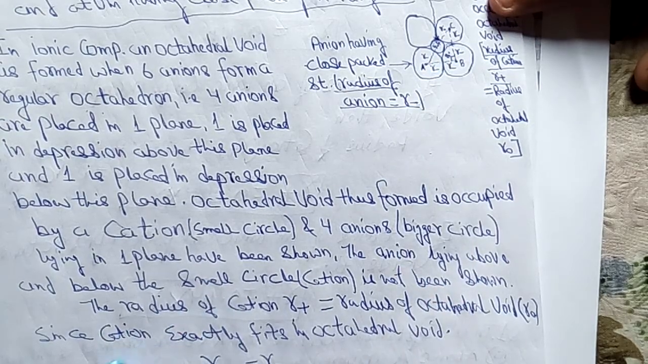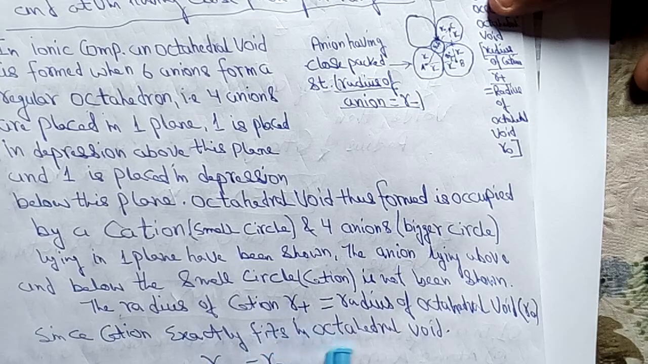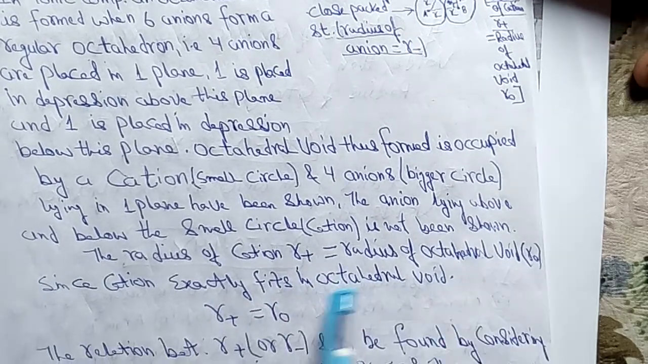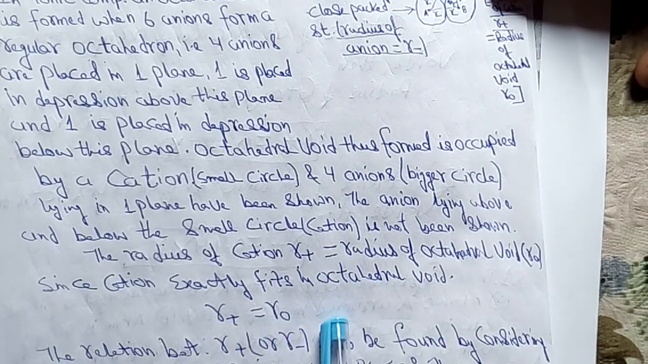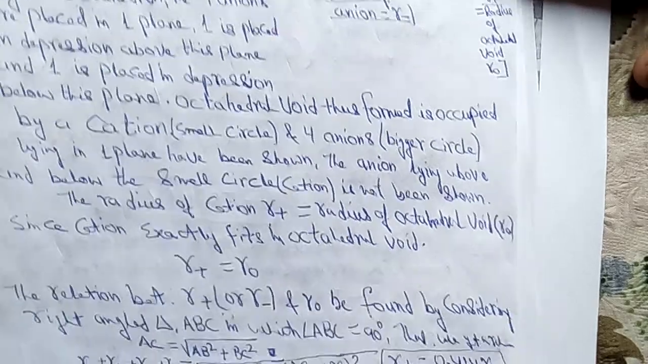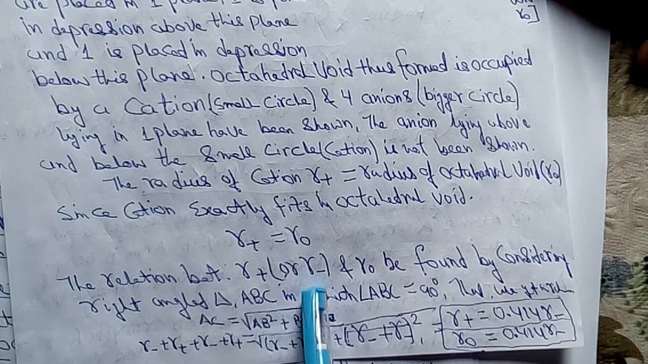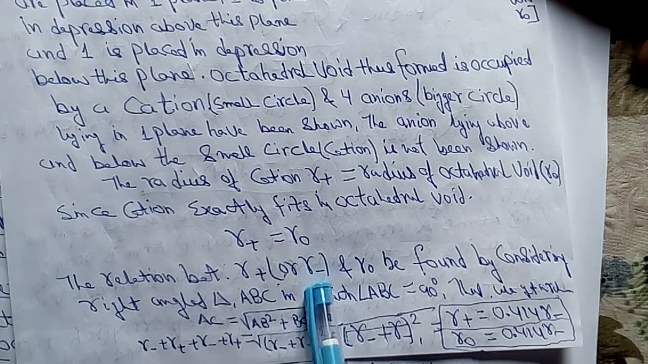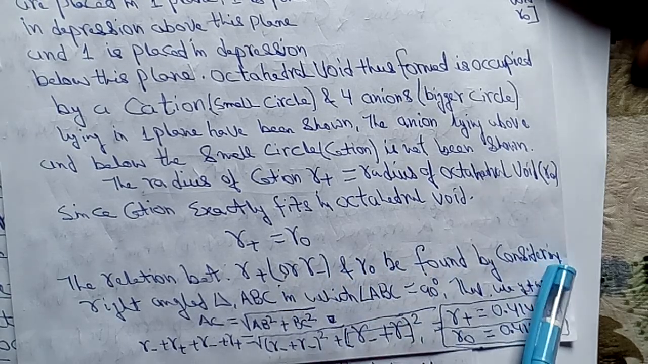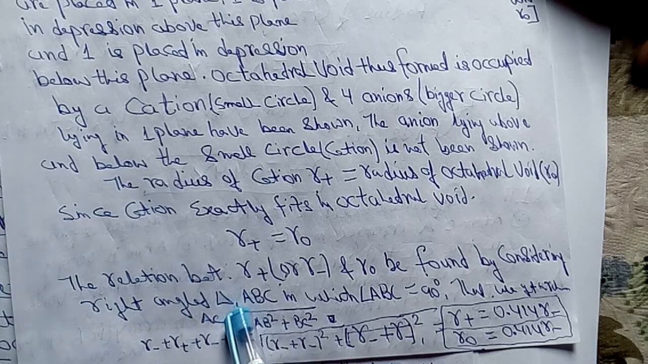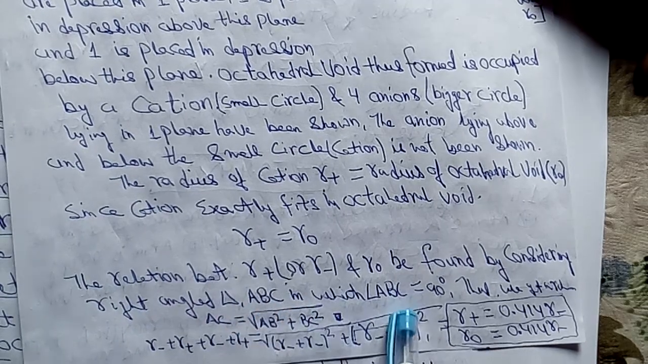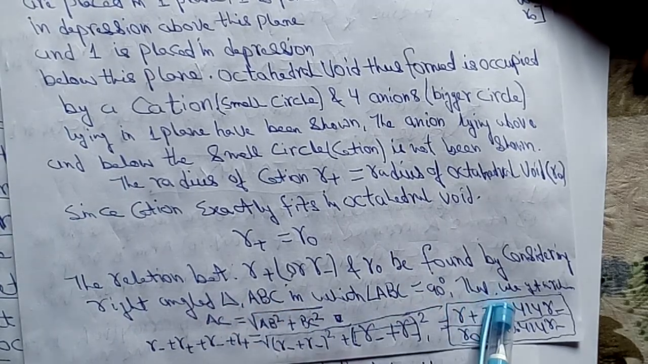So both their radius is same. Since the cation exactly fits in the octahedral voids, therefore R plus is equal to R naught. The relationship between R plus or R minus and R naught can be found by considering right angle triangle ABC, in which angle ABC is equal to 90 degrees.